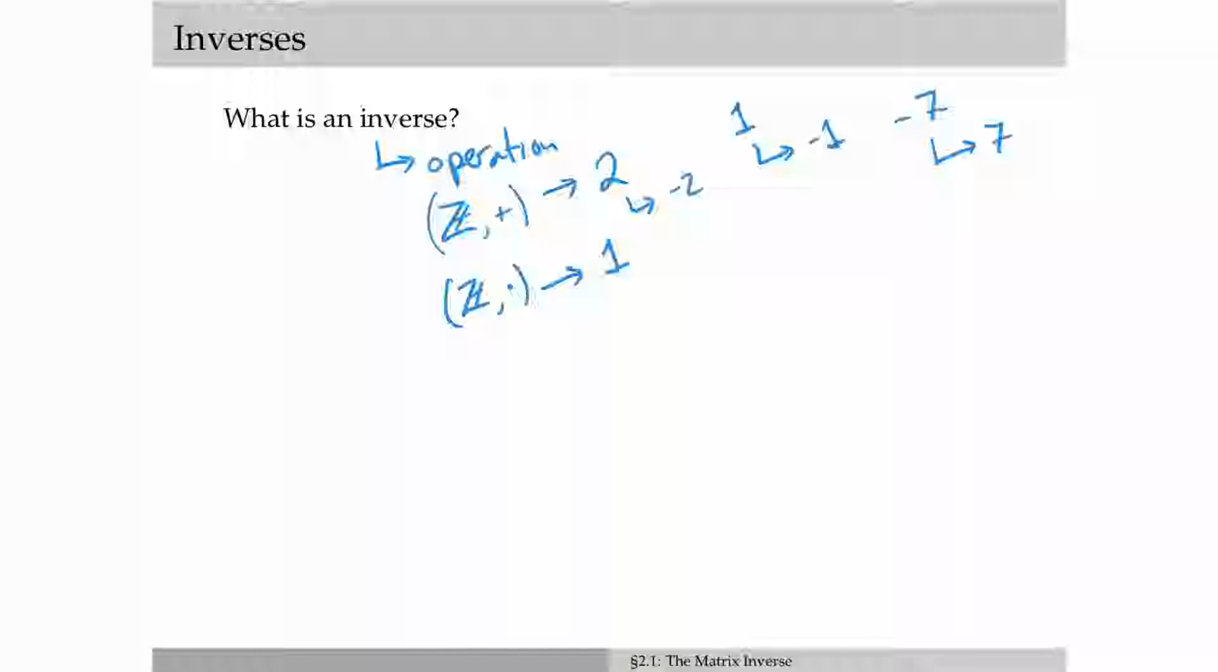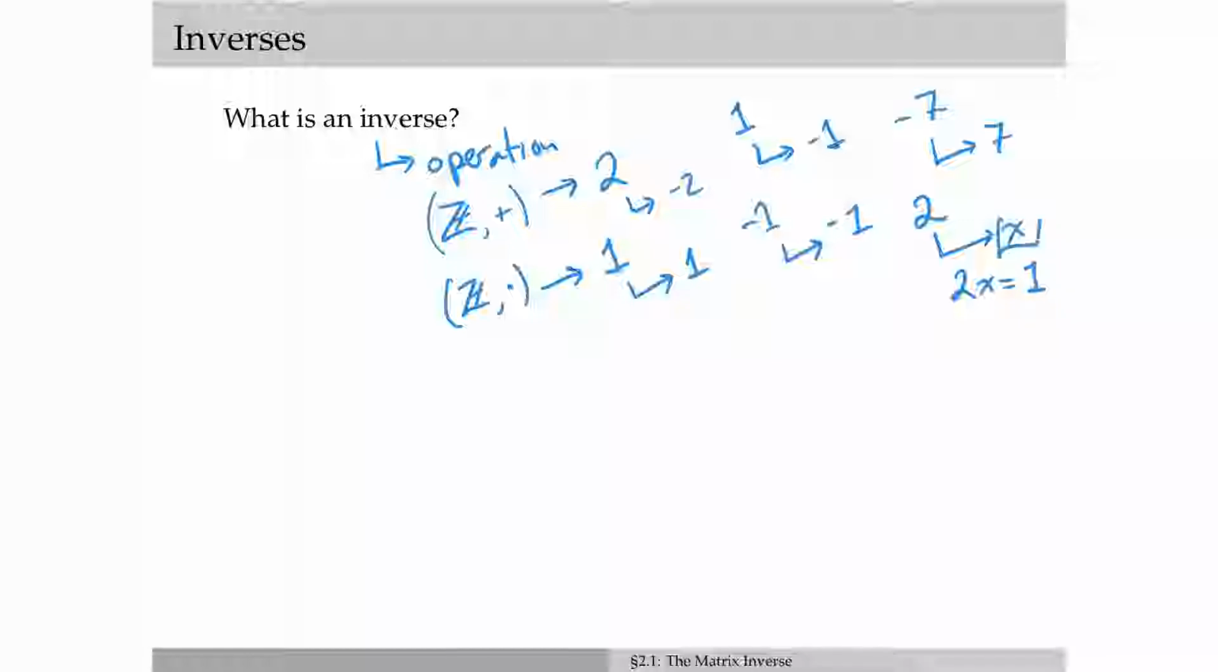Now if I looked at the integers again, but with multiplication, I could ask, what's the inverse of 1? Well, that is the number that I multiply by 1 to get 1. And so it's itself. And if I looked at negative 1, well, the inverse of negative 1 is again itself, negative 1. But 2, well, the inverse of 2 would be the number x, such that 2 times x is 1.